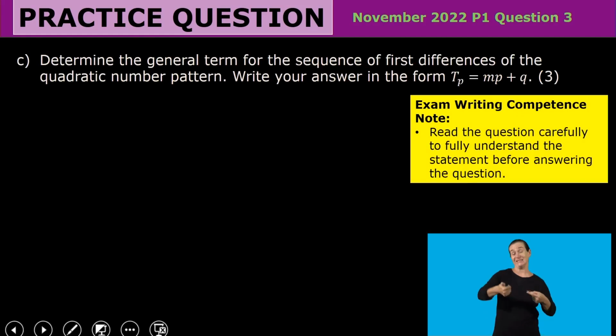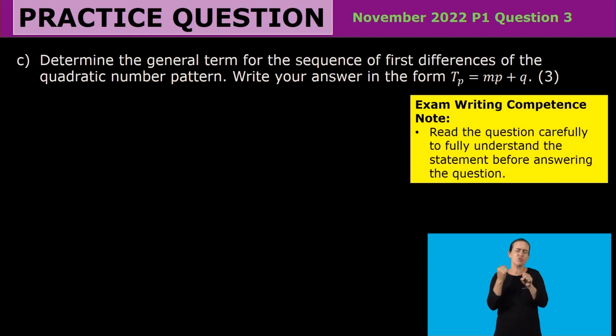Then, still working with the same sequence, it says: determine the general term for the sequence of the first differences. So they are not looking for the general term of the quadratic number pattern, but for the general term of the sequence of the first differences. As you know, when it comes to a quadratic number pattern, the first differences also form a sequence on their own. It says, determine the general term for the sequence of the first differences of the quadratic pattern. Write your answer in the form Tp = mp + q.